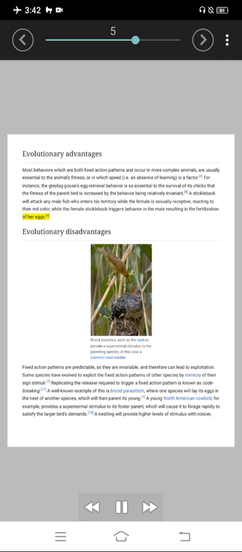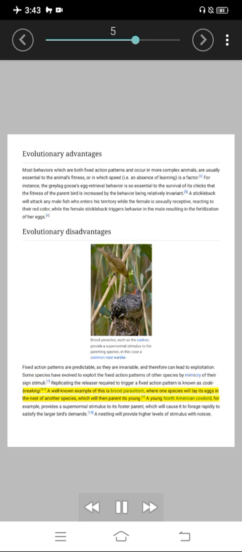Evolutionary disadvantages. Brood parasites, such as the cuckoo, provide a supernormal stimulus to the parenting species, in this case a common reed warbler. Fixed action patterns are predictable, as they are invariable, and therefore can lead to exploitation. Some species have evolved to exploit the fixed action patterns of other species by mimicry of their sign stimuli. Replicating the releaser required to trigger a fixed action pattern is known as code breaking.